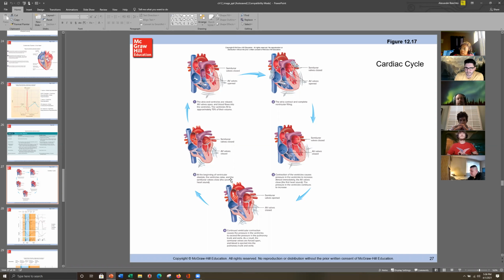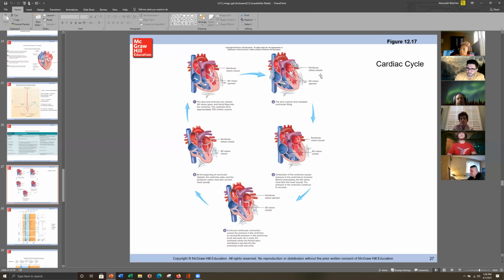So at the beginning of ventricular diastole, the ventricles relax, and they continue to relax and allow the atrioventricular valves to open, and passive filling of the ventricles continues up to that 70% volumetric threshold. And then the cycle continues.